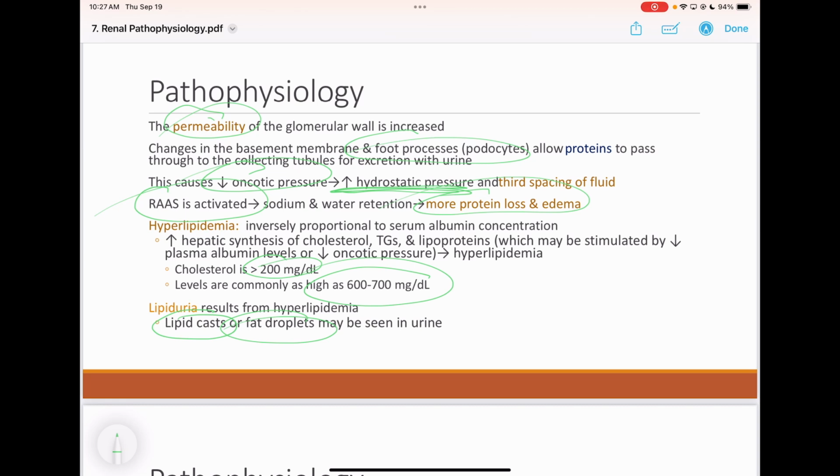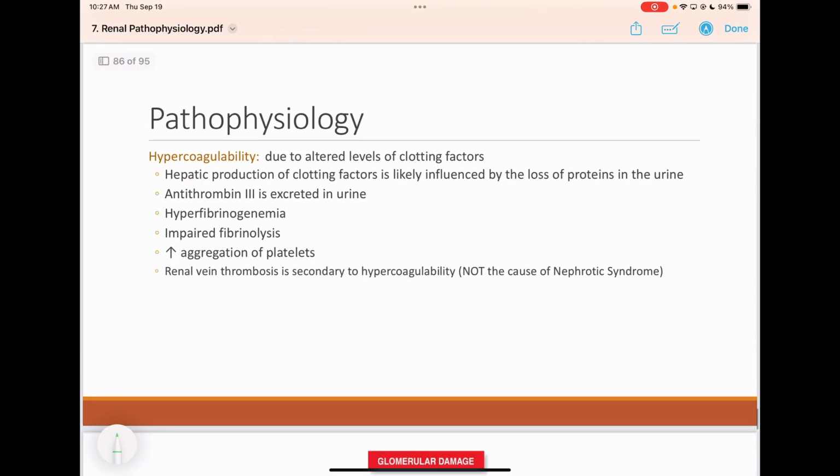Okay, all that protein goes into the tubes, and just like a red blood cell cast, the fat cells can do it as well, your lipid molecules. And they can create a cast that you'll see on microscopy with the urine. Hypercoagulability, again, altered levels of clotting factors, so we know they're producing a lot. Those clotting factors are going to go up as well, so be careful for that.